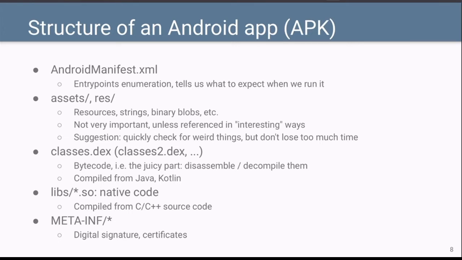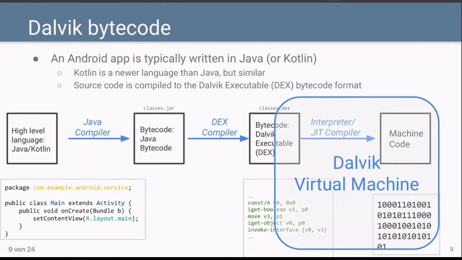And finally, we have some metadata, for example, the digital signature of an app. So all Android apps must be digitally signed and have certificate information. So basically, providing the identity of the author. Let's look at the Dalvik bytecode once again in terms of how the bytecode is generated.